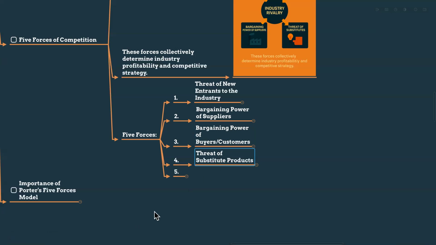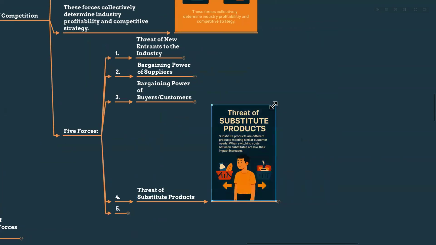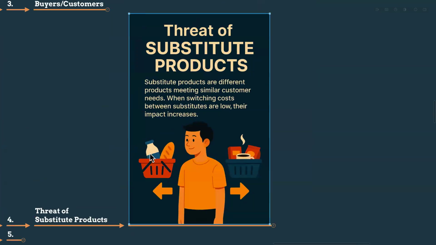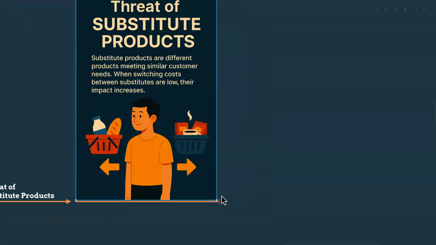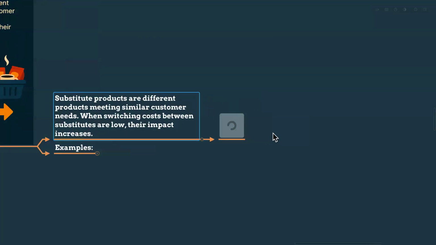Right. So that is all about bargaining power of buyers or customers. Let's talk about the threat of substitute products, right? That's the fourth competitive force. Substitute products are the products that give the same utility, the same usage as our product. They are different products meeting similar customer needs. When switching costs between the substitutes are lower, they impact our businesses, right?